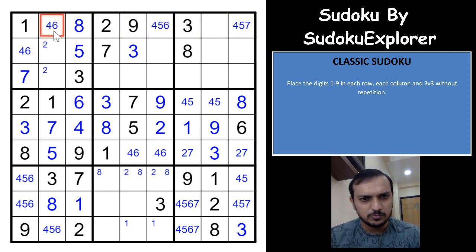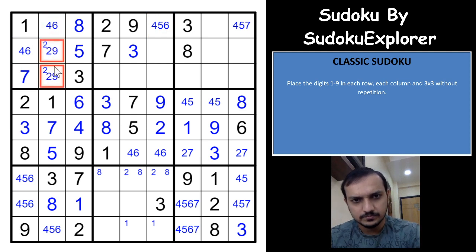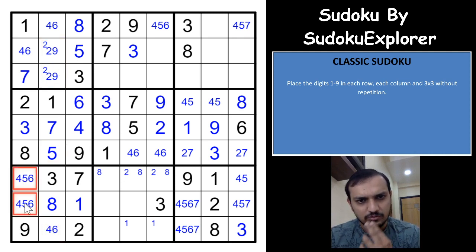So you have a 4, 6 pair here. That gives you a 2, 9 pair here. 5 eliminates 5 from this cell as well. So 5 would have to be in one of these two cells. Okay.